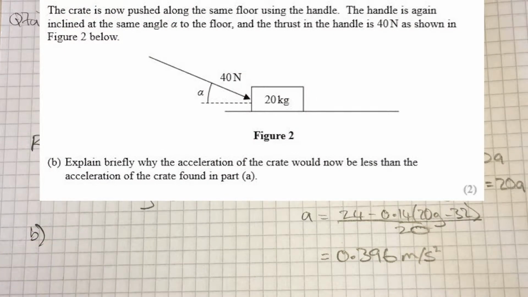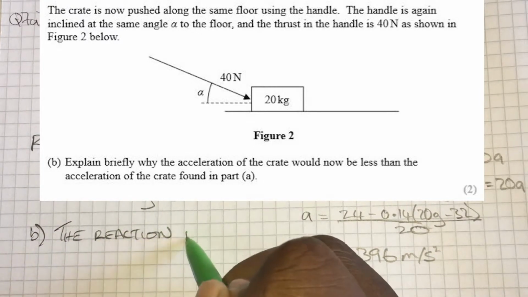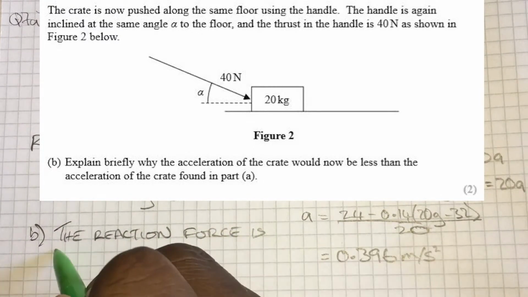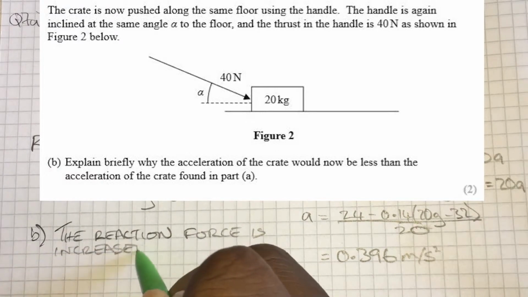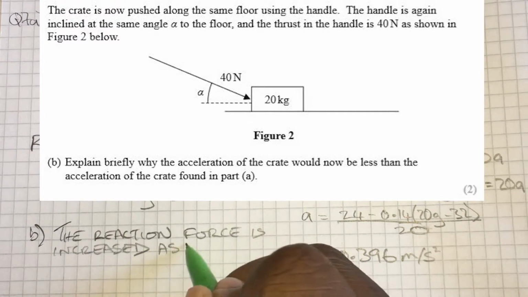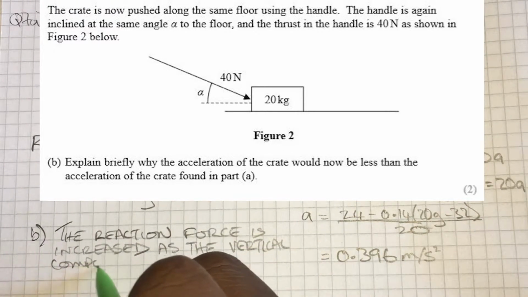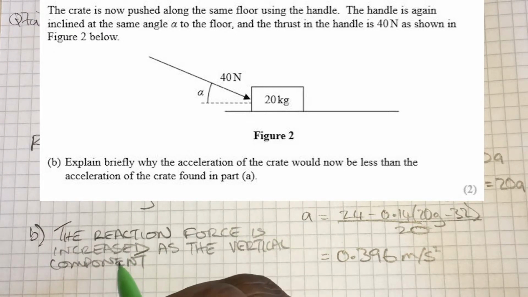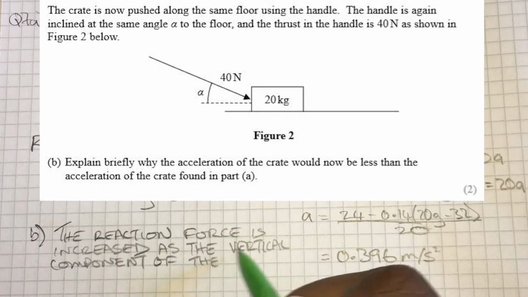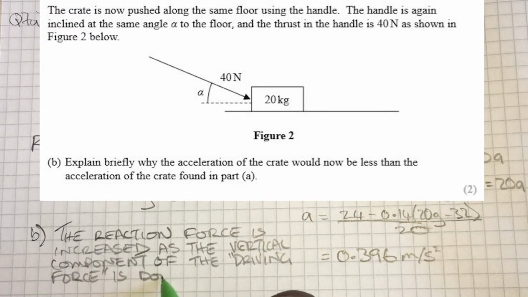In part B, we've been asked to explain what would be the difference if we were pushing with the handle instead of pulling. Things are still the same, as in the force is still 40 newtons and the angle is still alpha, but what would happen to the acceleration? Well, with this push, the reaction force is going to increase because the vertical component of the force that we're using is going down rather than up, which means the reaction force has to be larger to balance it out.